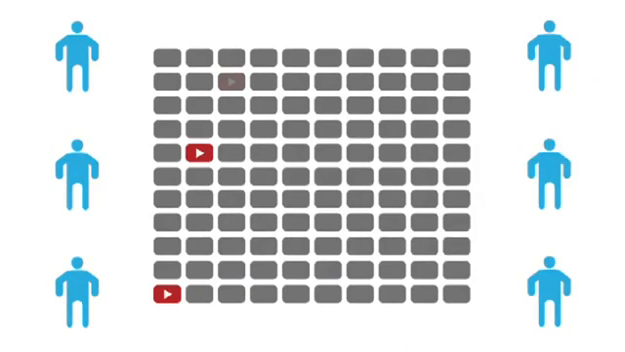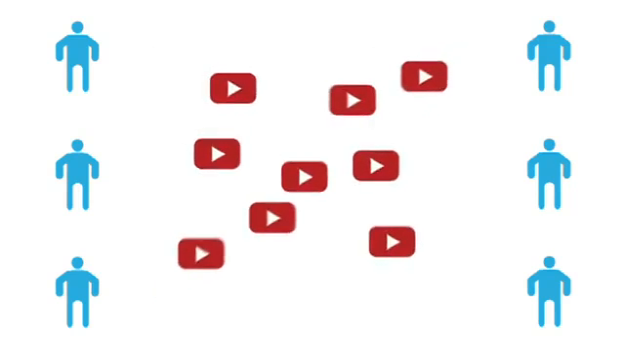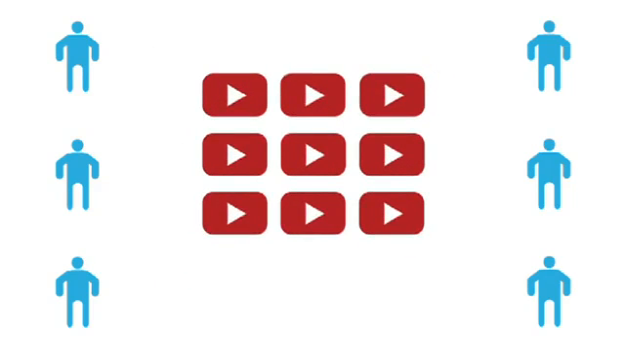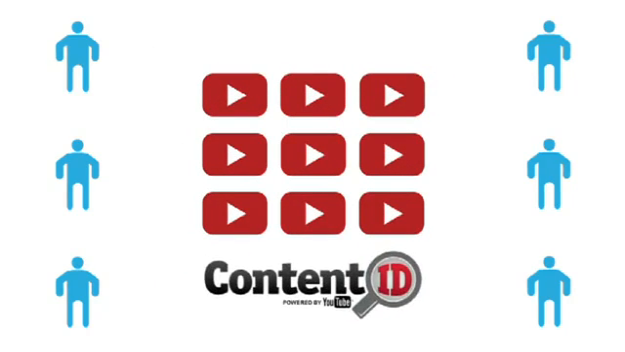So how can copyright holders identify these uses of their content on YouTube, control them, and even take advantage of these new forms of user distribution? The answer is Content ID, a system we've built that gives copyright holders choices about whether and how their content is shown on YouTube. Here's how it works.